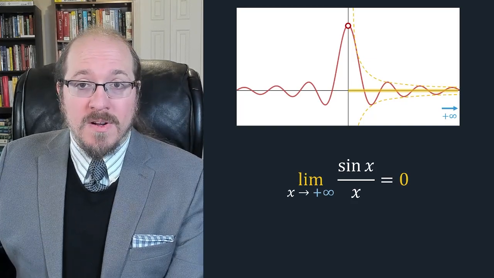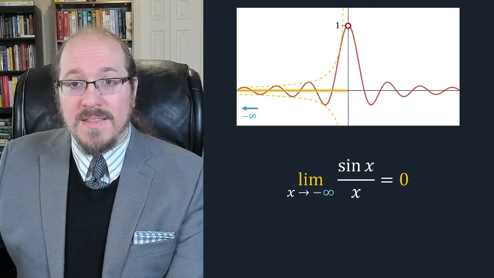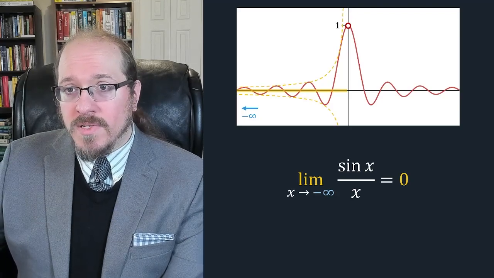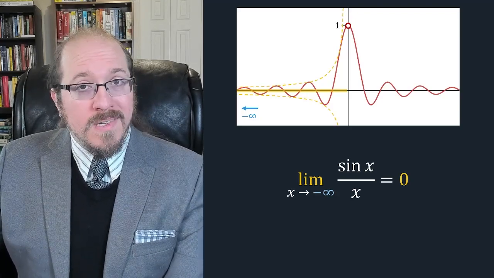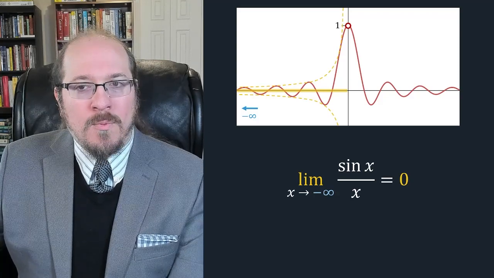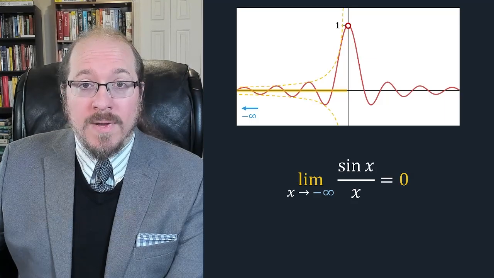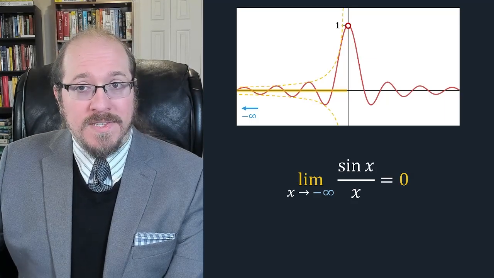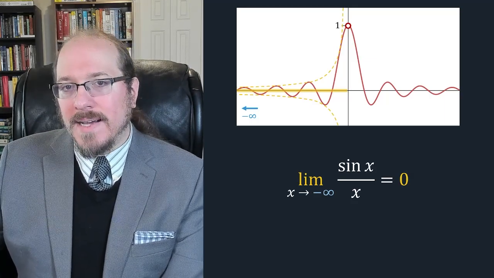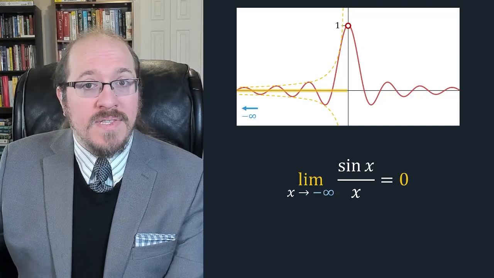The same goes for if x goes out to the left. The denominator still grows larger and larger without bound, while the numerator is still stuck between -1 and 1. So here, as x approaches negative infinity, growing larger and larger in the negative direction, the function sine x over x still approaches a limit of 0.